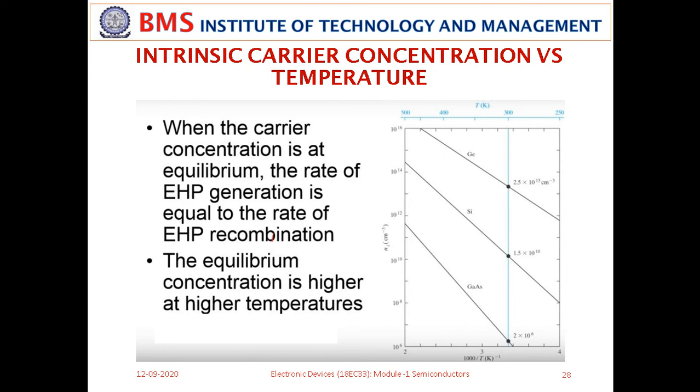Exactly 0.66 electron volt. That is the band gap of germanium. So germanium has a very small band gap compared to silicon. Silicon has a 1.1 electron volt band gap. And gallium arsenide is going to be large compared to silicon. Anybody remember the band gap value of gallium arsenide?